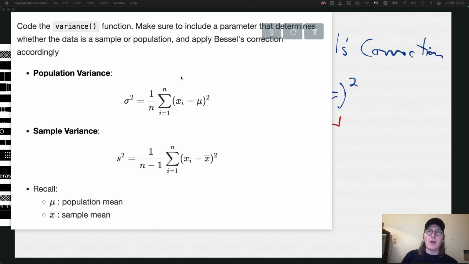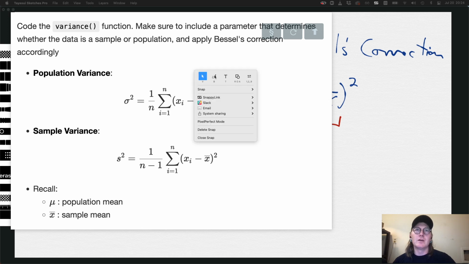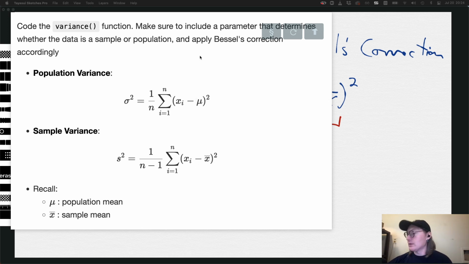Make sure to include a parameter that determines whether the data is a sample or population, and apply Bessel's correction accordingly. Okay? What I think is best here is to include a parameter that is sample, true by default, because we're almost always working with samples, so let's default that to being a sample. So that's what I'm going to have you code up.